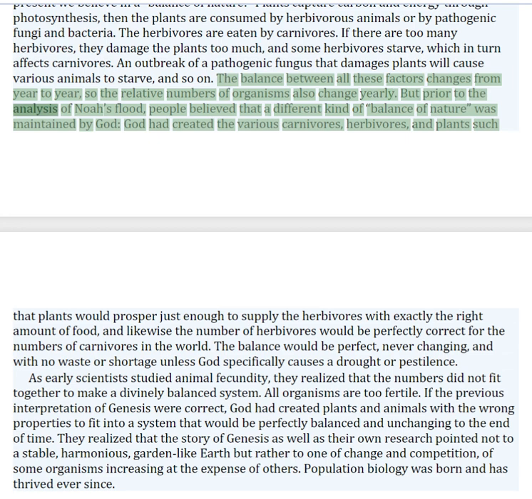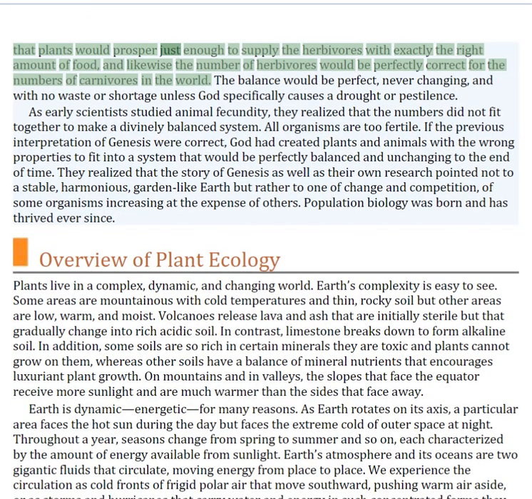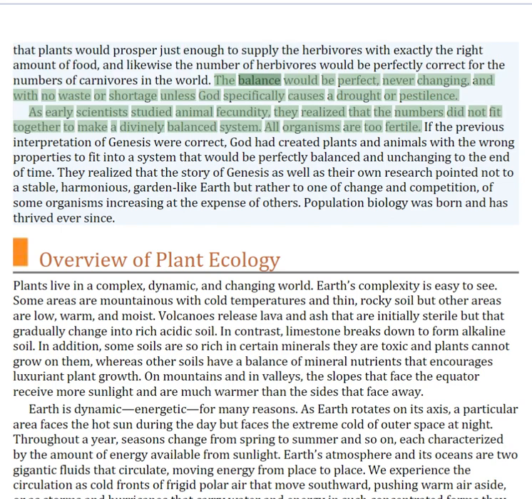But prior to the analysis of Noah's flood, people believed that a different kind of balance of nature was maintained by God. God had created the various carnivores, herbivores, and plants such that plants would prosper just enough to supply the herbivores with exactly the right amount of food, and likewise the number of herbivores would be perfectly correct for the numbers of carnivores in the world. The balance would be perfect, never changing, and with no waste or shortage unless God specifically causes a drought or pestilence.